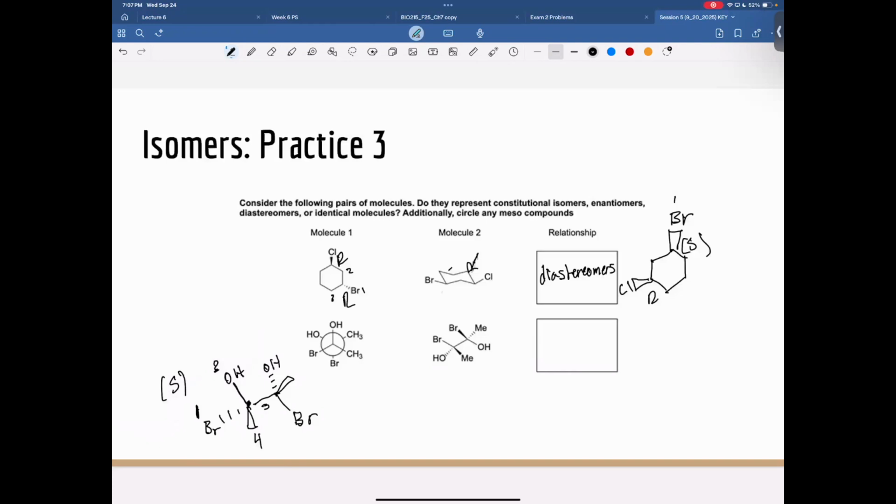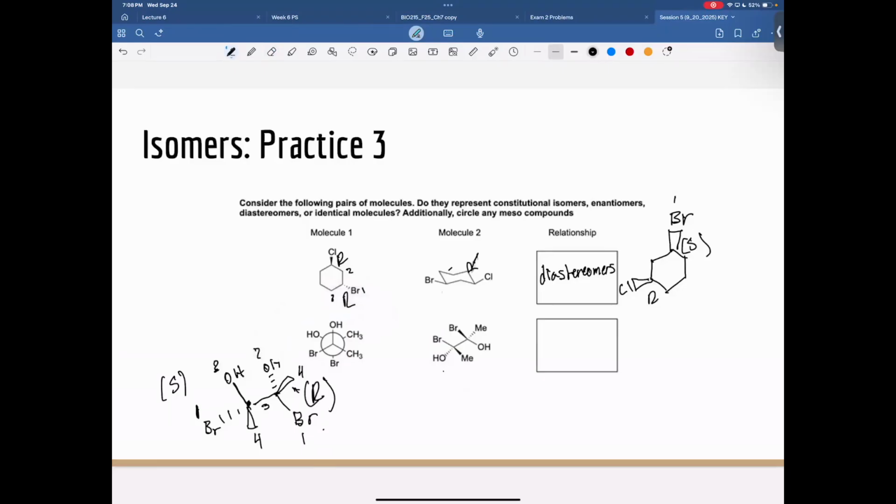And then for this back one, we have bromine 1, oxygen 2. This is our 3, and then our 4 is up here. So we have that 1, 2, 3 going that way. So S, but because our lowest group is on this wedge, it becomes R. So we have S and R as our chiral centers for that molecule.